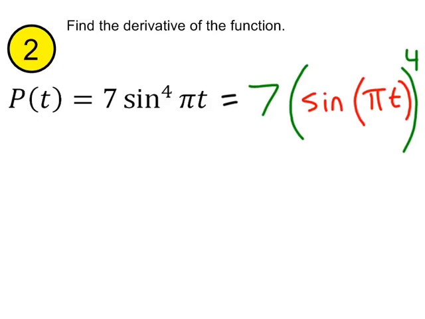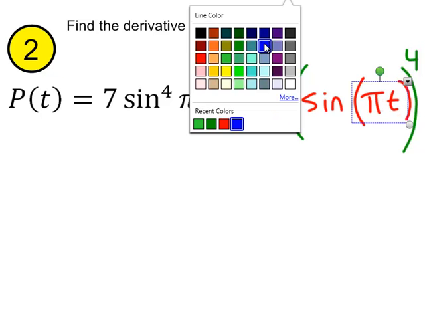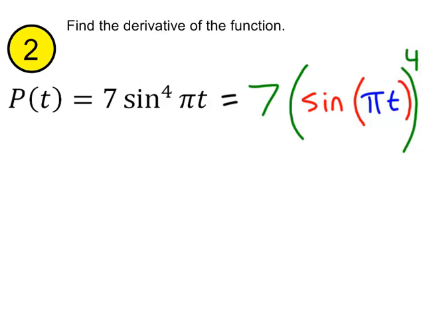Now, I just did my familiar convention of the outer function being green and the inner function being red. But we've really got embedded inside that inner function another function plugged into the sine function. So let's make that one blue. A blue function within a red function within a green function. And let's just chain our way on through this problem.